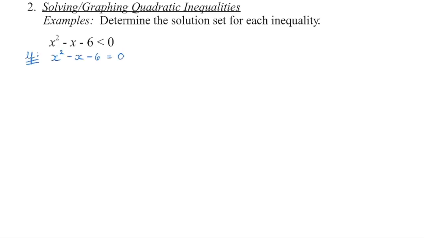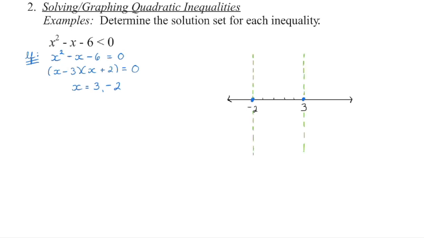So the first thing I'm going to do is say, okay, let's say that this quadratic is equal to 0. I can factor this, if it's factorable, and get those key values. So in this case, we're going to have an x-intercept at 3 and an x-intercept at -2. Then we can draw a number line here, and we know that we're going to have one intercept at -2 and another intercept at +3.